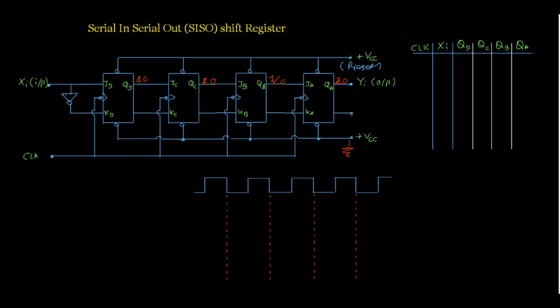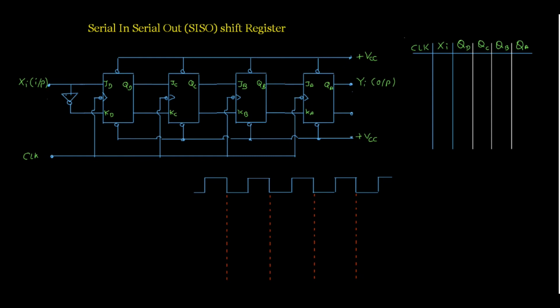These are the asynchronous inputs. Asynchronous input means without a clock pulse, you can directly set or reset the flip-flop, or in other words we can say that we can directly clear the register by connecting this clear input to the ground terminal. Now let us see the operation.